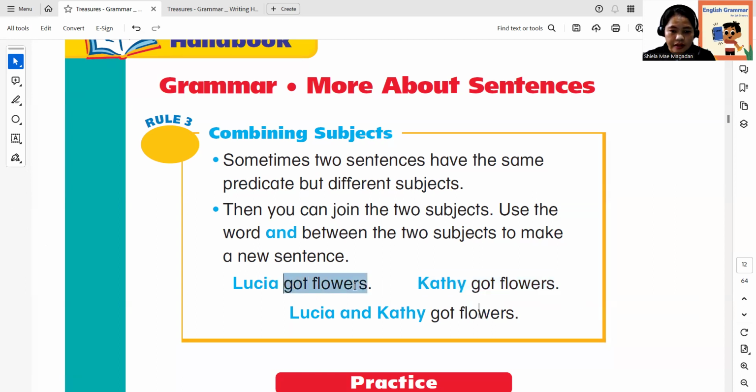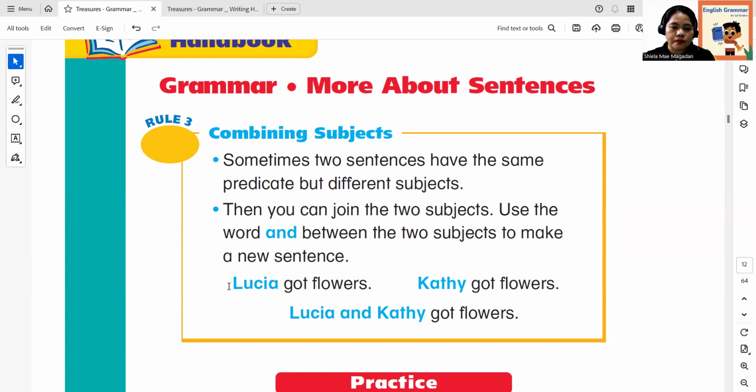The same predicate, got flowers, but different subjects. We have the names here, Lucia, and another different name, Kathy. So we have two different subjects but the same predicate, okay? So you can join the two subjects. How to join it? Use the word and.